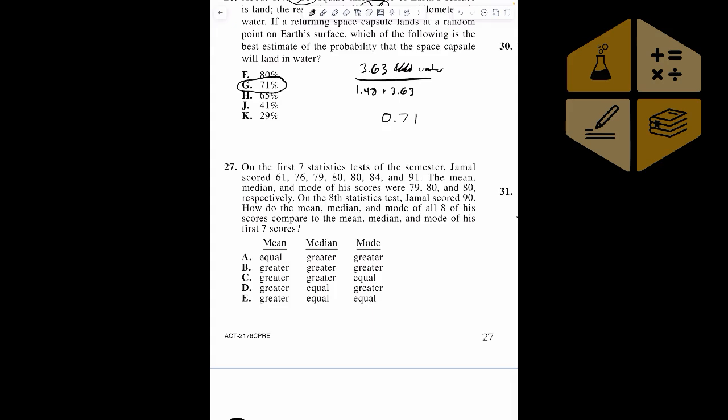On the first 7 statistics tests of the semester, Jamal scored 61, 76, 79, 80, 80, 84, and 91. The mean, median, and mode of his scores were 79, 80, and 80, respectively. On the 8th statistics test, Jamal scored 90. How do the mean, median, and mode of all 8 of his scores compare to the mean, median, and mode of his first 7 scores?